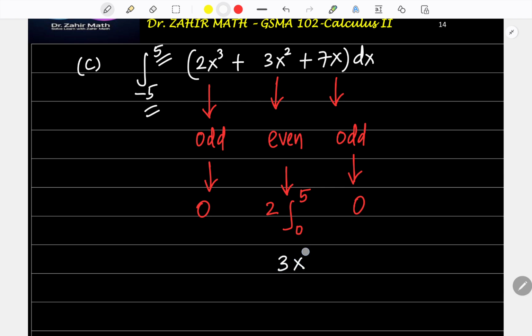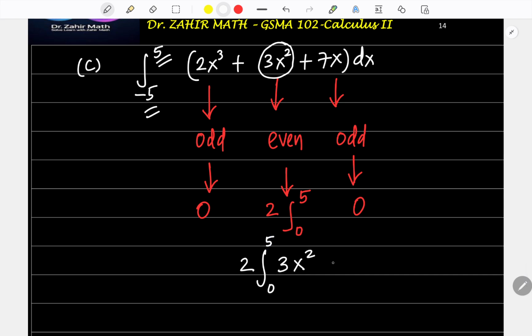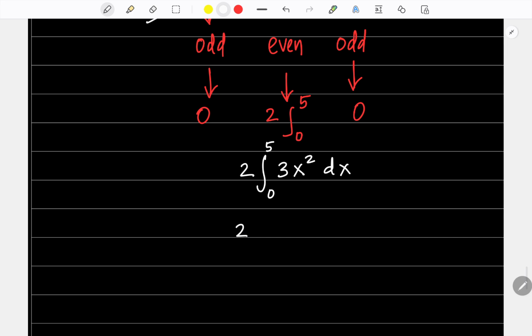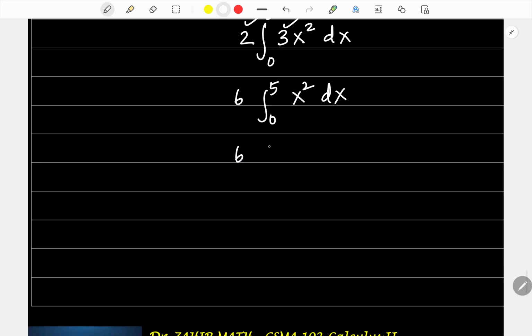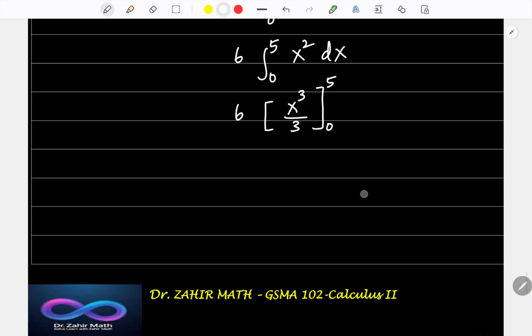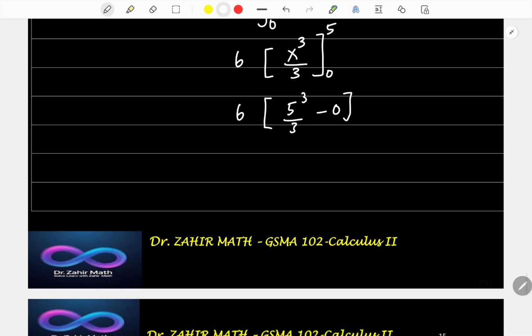You're going to take only 3x square, and twice times the integral from 0 to 5 times dx. Very, very easy. So this equals, sorry, not twice, this 3 multiplied by 2 is 6 times the integral from 0 to 5 of x square dx. Integration of x square is x cube divided by 3, from 0 to 5. Now 6, bracket open, upper limit minus lower limit. I put it in the calculator, which is equal to 250.